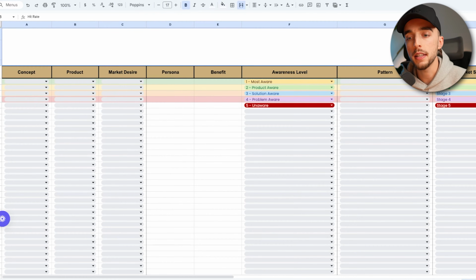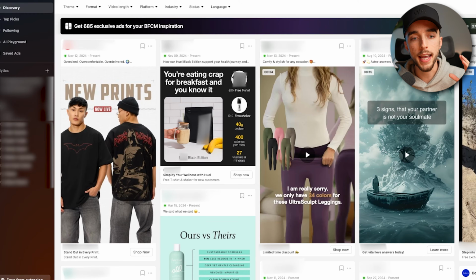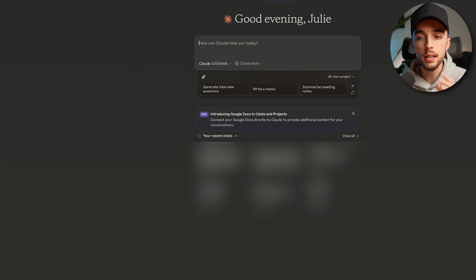So you're gonna need 3 things to make this video work. 1, you're gonna need to pay very close attention to this sheet that I'm about to share with you for you to make your own version of it. Number 2, you're gonna need something like Atria right here, which I use to find ads and extract ad scripts from video ads. And 3, you're gonna need something like Claude or perhaps something like GPT.